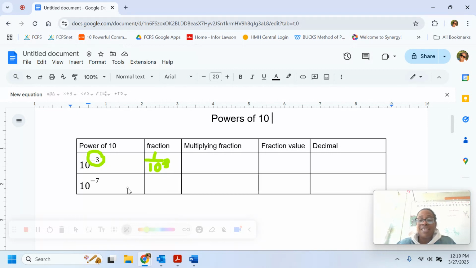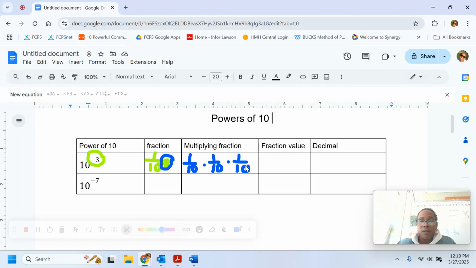Okay? So then after that, we have to ask ourselves, how many times are we multiplying this fraction? Well, what does our exponent say? Exponent says we are multiplying it 3 times. So we take that fraction and we multiply it 3 times. So I got 1, 2, and 3.